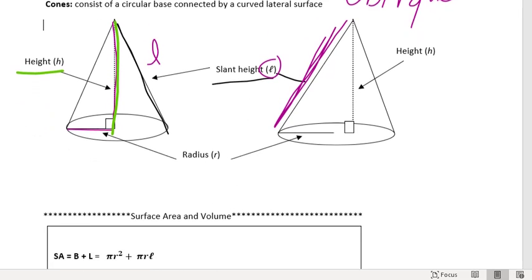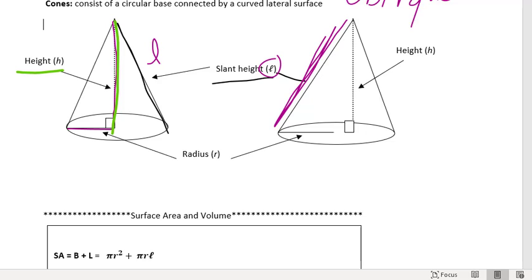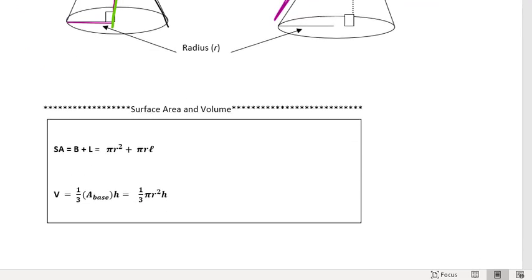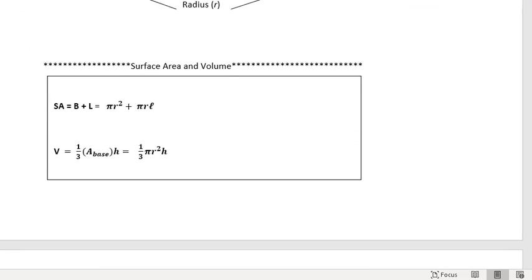Because the height goes straight down and makes a right angle with the base, we will also probably need to use the Pythagorean theorem or some PPTs to find either the height or the slant height. Okay, the surface area and volume formulas for a cone. Notice that there is only one base this time. Before, when we had the cylinder, there were two circles. Now only one base, so only one circle.